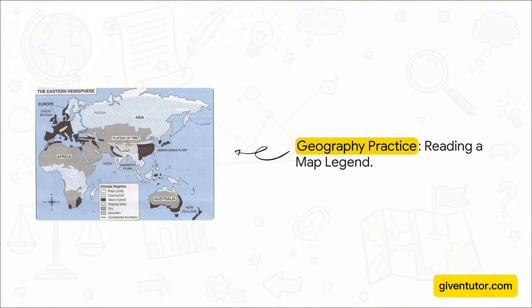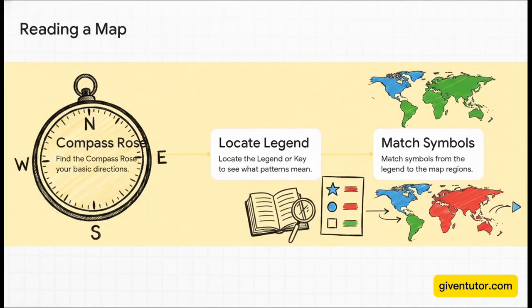We're bringing up a map of the Eastern Hemisphere to practice that 15% geography requirement we talked about earlier. Now, I know a lot of students get instantly overwhelmed by complex, shaded maps, but honestly, it all comes down to understanding the tools the map gives you. Here is the technique for absolutely dominating map questions. Step 1. Find the compass rose for your basic directions. You know, north, south, east, west.